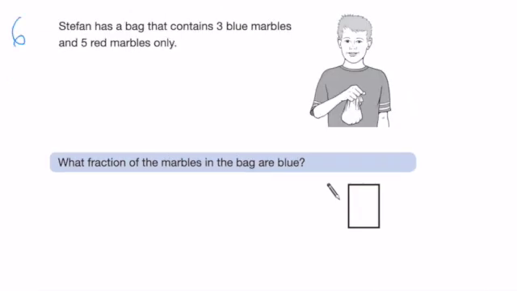Question 6. Stefan has a bag that contains 3 blue marbles and 5 red marbles only. What fraction of the marbles in the bag are blue? Press pause while you work that out. Okay, so first off, we need to work out the denominator. How many marbles are there all together? Have a think. How many marbles all together? Right, there's 5 red and 3 blue. 5 add 3 is 8. That's the denominator. And it says, what fraction of blue? Well, there's 3 blue, so it's 3/8.